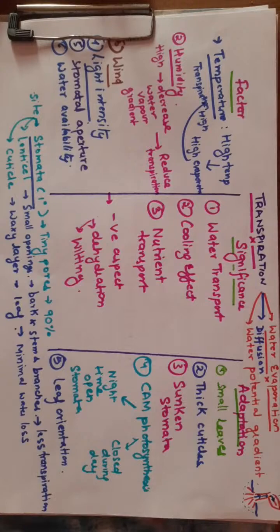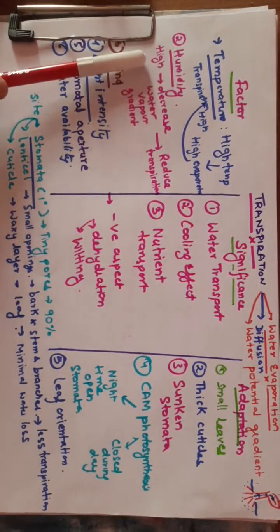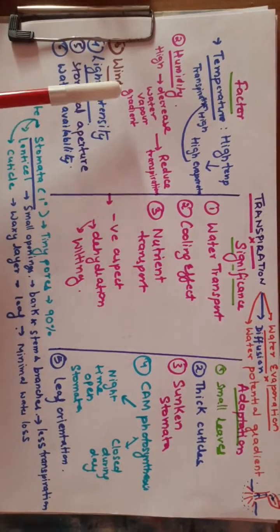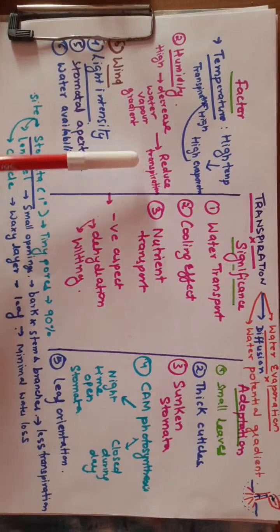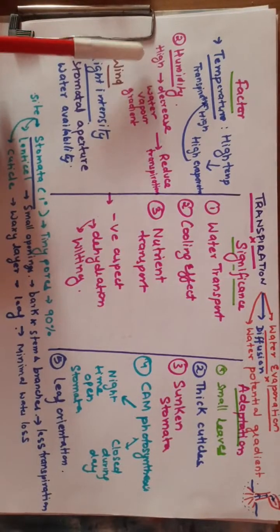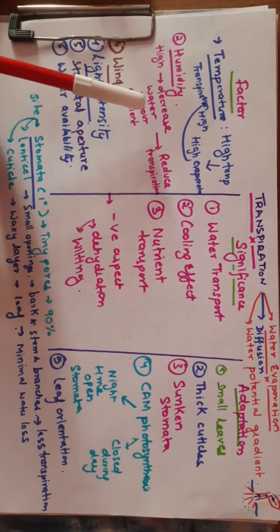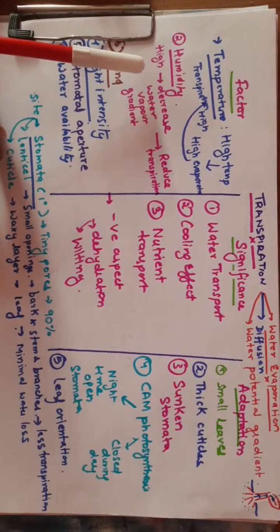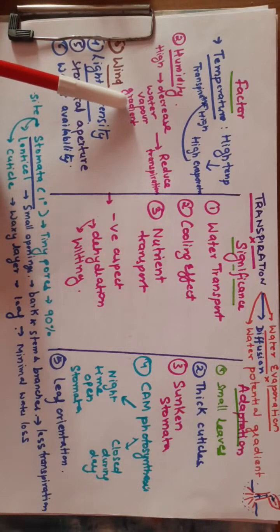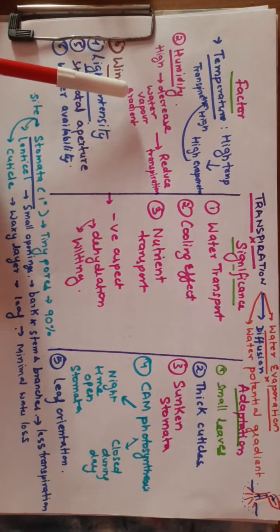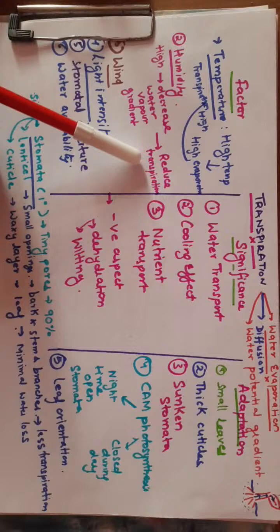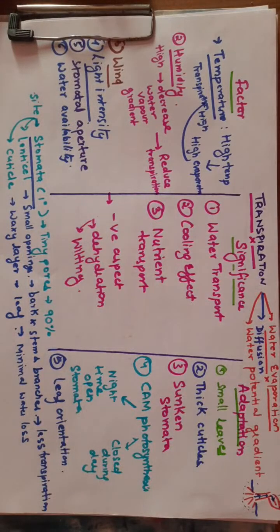Now the second factor is humidity. If there is high humidity, there will be a decreased water vapor gradient, so this will reduce transpiration. That's why in humid weather the transpiration rate is very low, as compared to a dry arid area. Why? Because in a high humidity area there is a decreased water potential gradient, and this gradient is what pulls and pushes transpiration. So if it is low, there will be less transpiration. Students, you got my point.